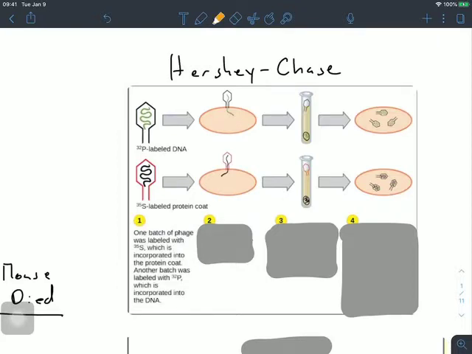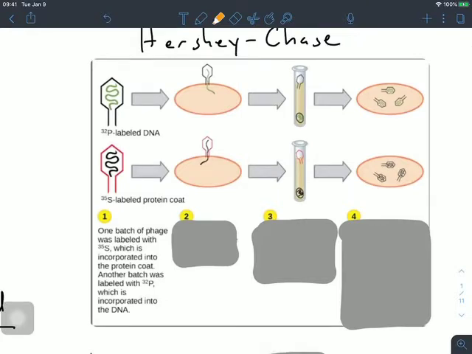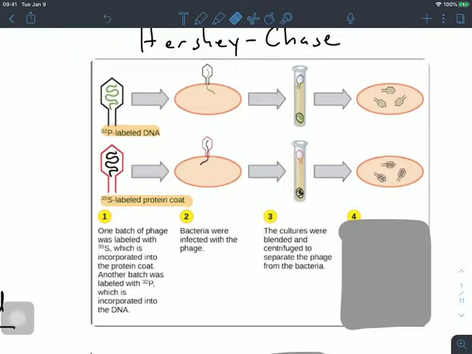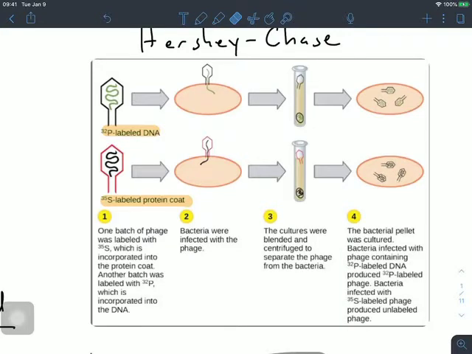So first, they prepared viruses that either had radioactively labeled DNA or radioactively labeled proteins. They then infected a bacteria with that virus. The information, or rather the DNA, was inserted into the bacteria, as we'd later learn. Step 3 was that the cultures were blended and centrifuged to separate bacteria and virus. And then step 4 was seeing what was left over in the culture.